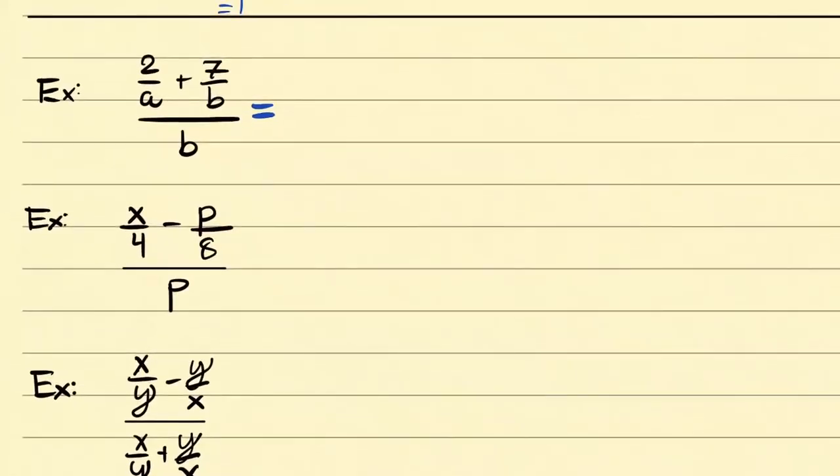How do I add 2 over a plus 7 over b? Would that turn into 2b plus 7a? Yep. So what we're going to do is multiply 2 over a by b over b, and we're going to multiply 7 over b by a over a.